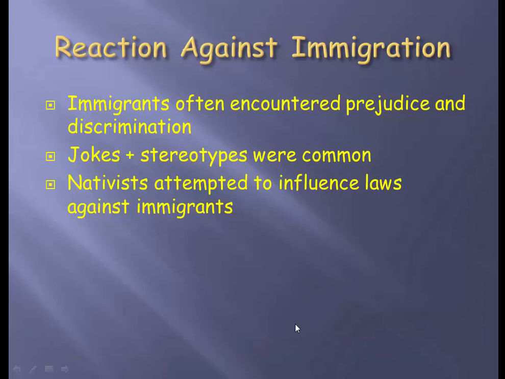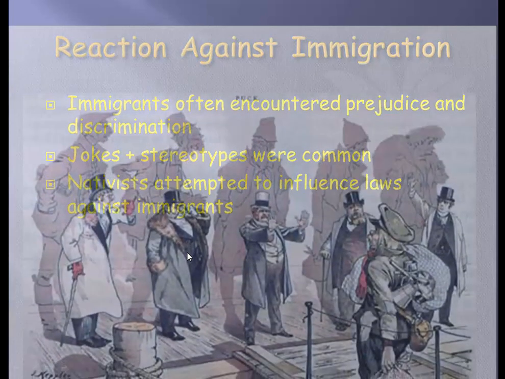So as we begin to see the reaction, it's going to be pretty bad, right? Immigrants often encounter prejudice and discrimination against them. There were certain jokes and stereotypes that were common amongst these new groups. And the nativists tried to pressure the government to make laws against these immigrants coming in. So that's the reaction, the negativity against all of these new groups.